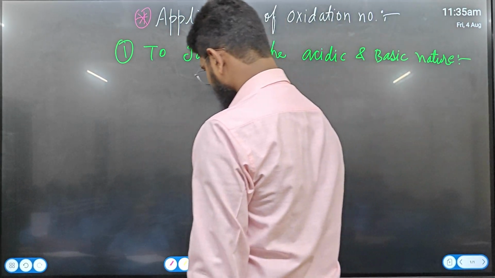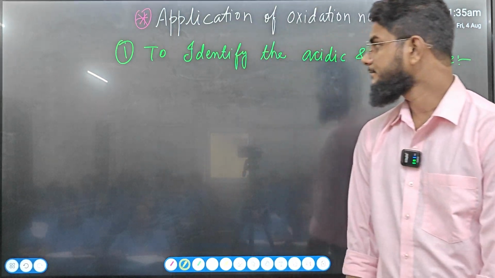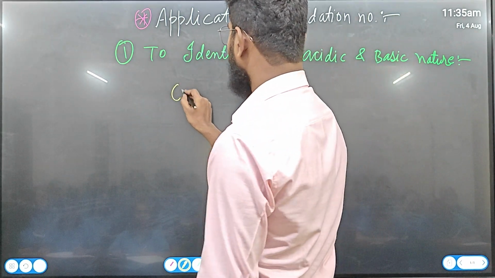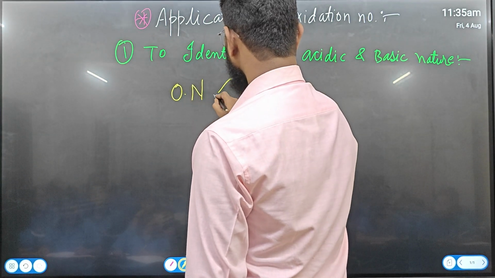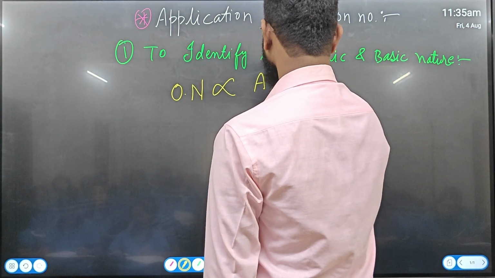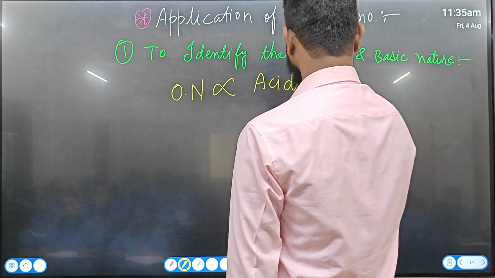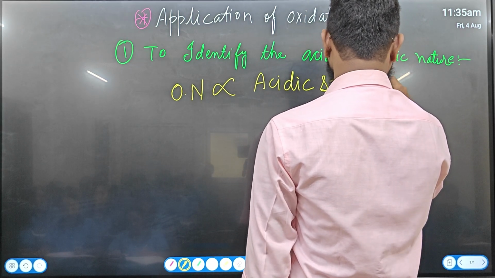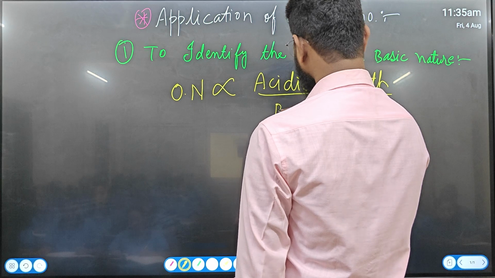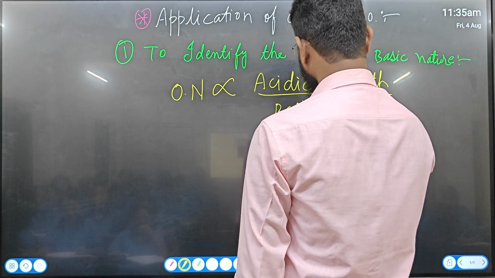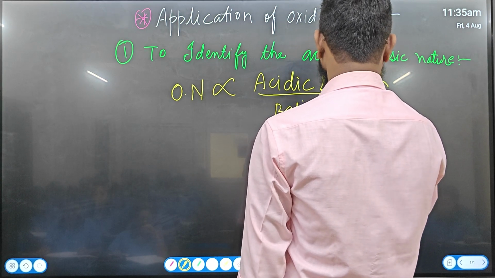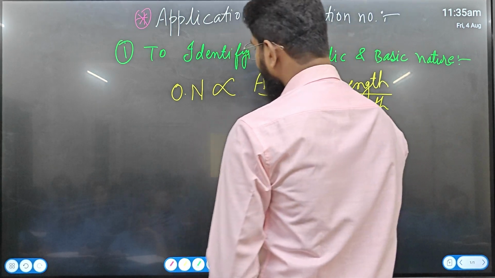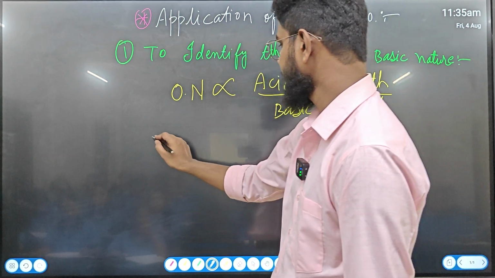Basic nature or strength. Okay. How? Simple. Oxidation number is directly proportional to acidic strength, and inversely proportional to your basic strength. Okay. I'm giving you one question.